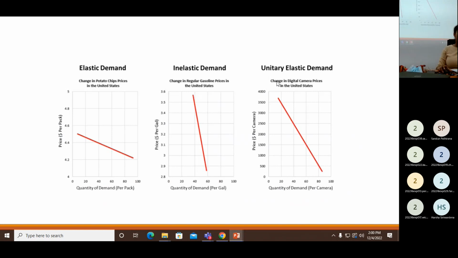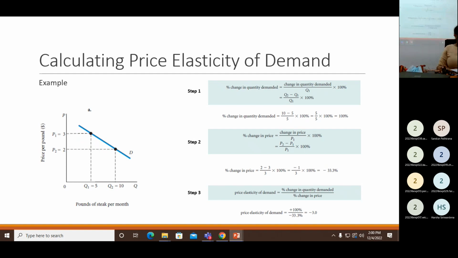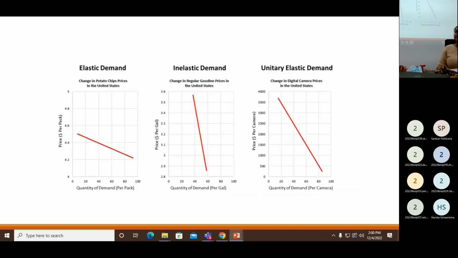So here they have just taken digital camera prices, but it differs by how much the price changes, the percentage, and how much the quantity demanded changes. It's not relevant to the type or the nature of the product. It depends on the calculation. Okay. Is that clear?